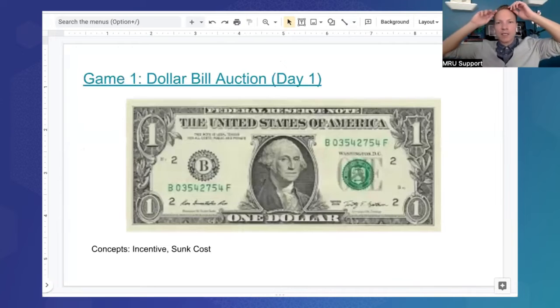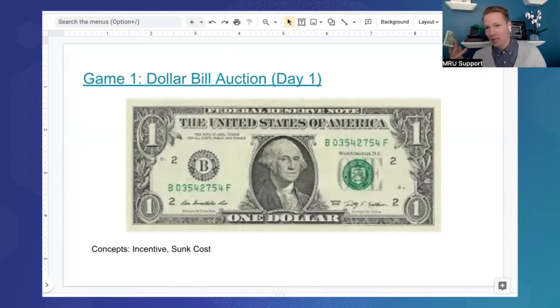So this is the one that I always do on the first day. You may have seen it before. It is a dollar bill auction. I have a dollar bill right here. Oops, upside down. There we go. There's a dollar bill.